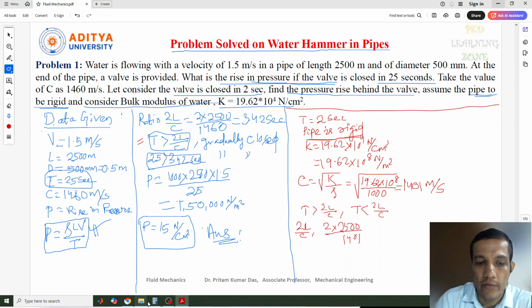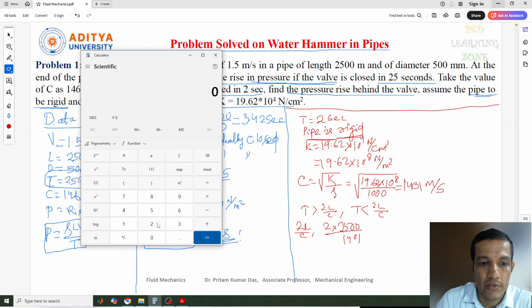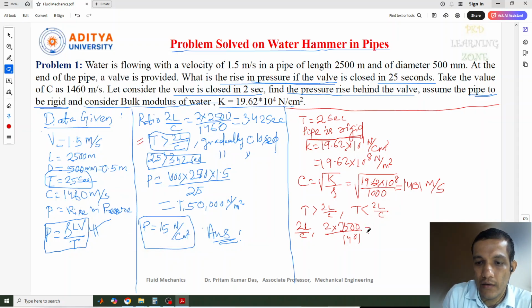Now again let's calculate this. So this is 2 into 2500 divided by 1401, which is 3.568. So this also we can write as 3.57. So this is the time taken. Now here if you see, our valve is closed at the time of 2 seconds. So now what I can say is that T is less than 2L by C.